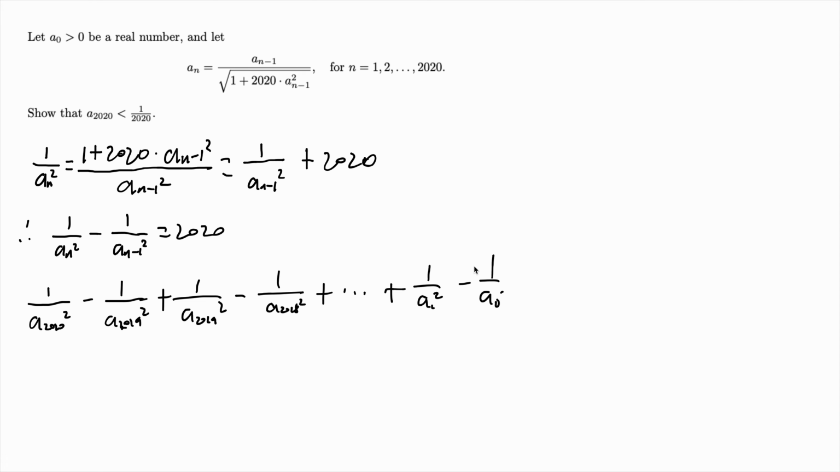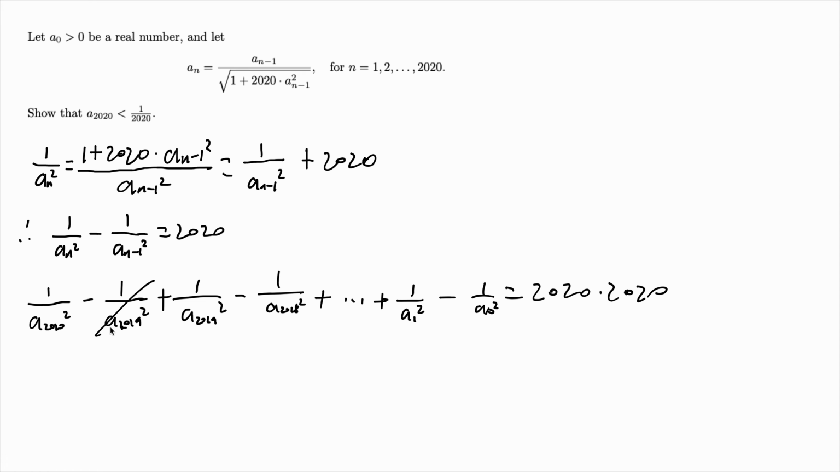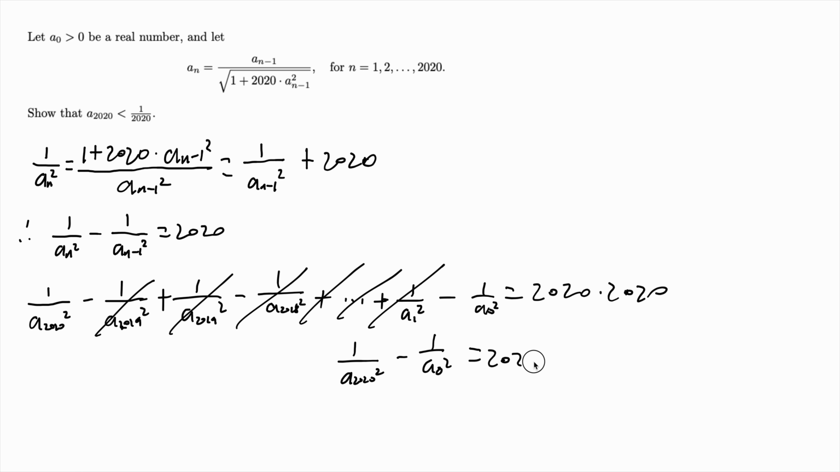1 over a sub 1 squared minus 1 over a sub 0 squared is equal to 2020, this is 2020, and then we should have 2020 of these, so times 2020, and when we telescope them, these all cancel, so 1 over a sub 2020 squared minus 1 over a sub 0 squared is equal to 2020 squared.